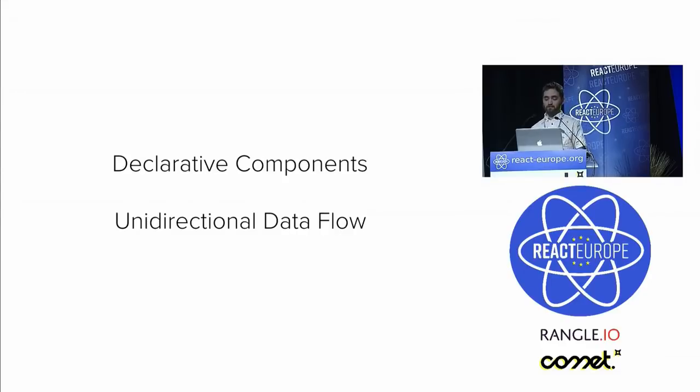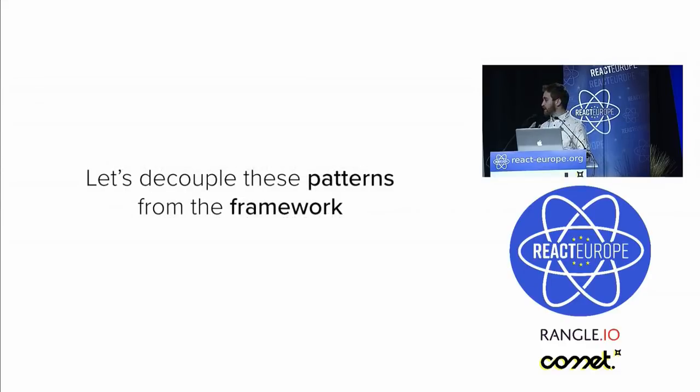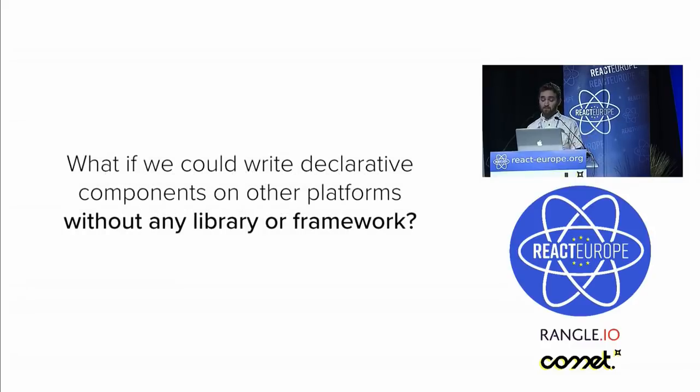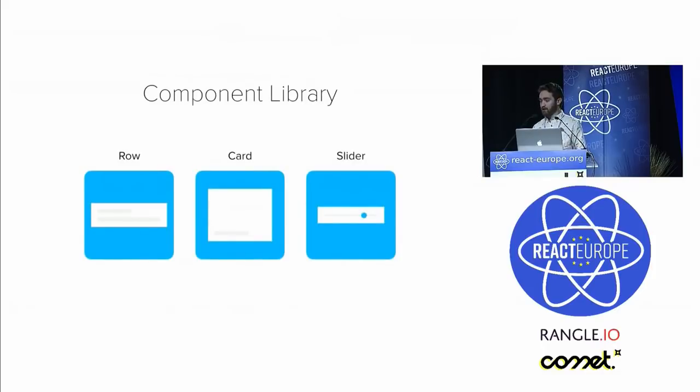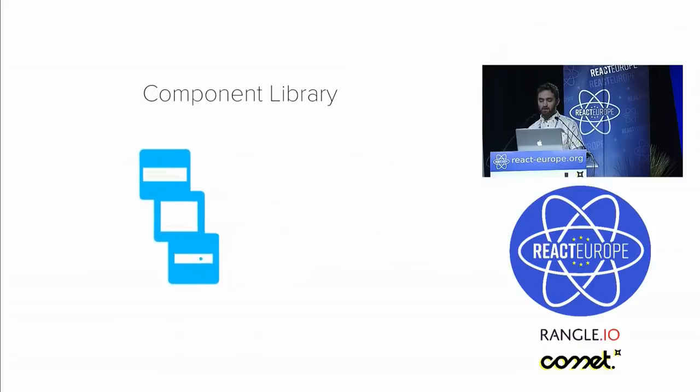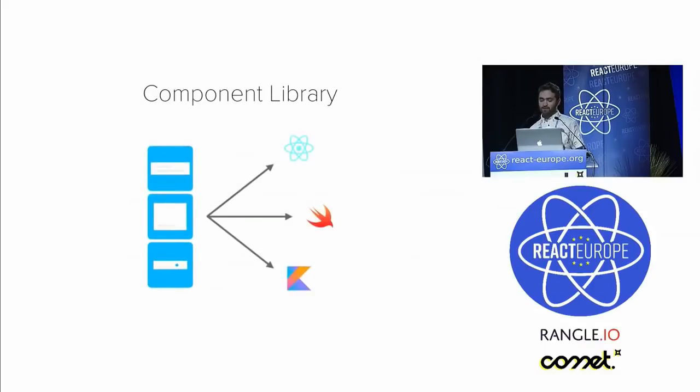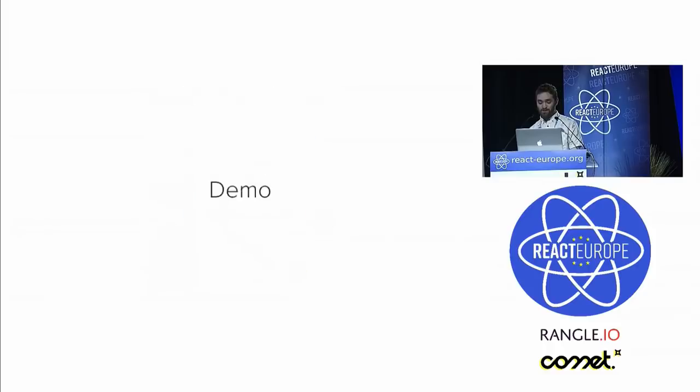So let's decouple these patterns from the framework. Let's take declarative components and unidirectional data flow and extract them out. What if we could write declarative components on any platform without a library or framework? What if we could automatically transform React components into native components? Because suppose I have a component library. What I really want to do is take this React component library and have it run on every platform, regardless of what library or framework or language or platform. I just want it to work. I want to write React and I want it to work everywhere. If that's a bit abstract, let me hop to a quick demo to illustrate the point.